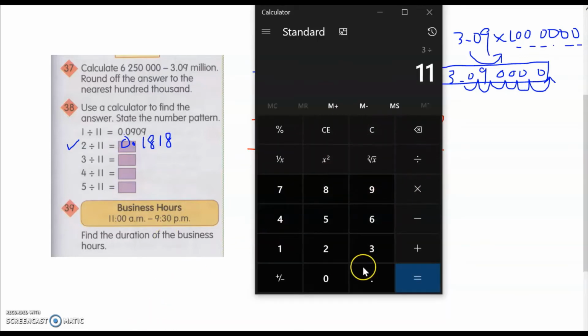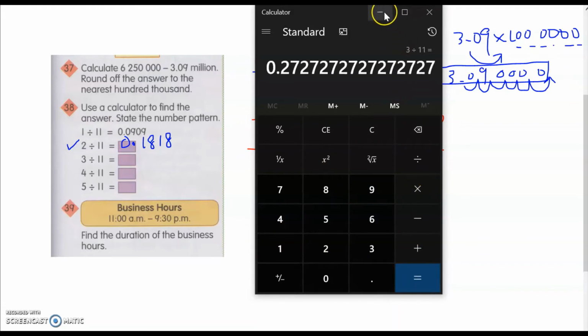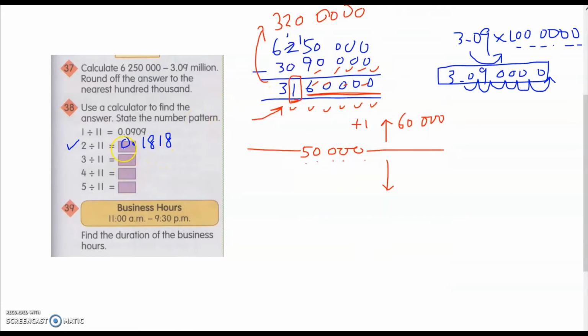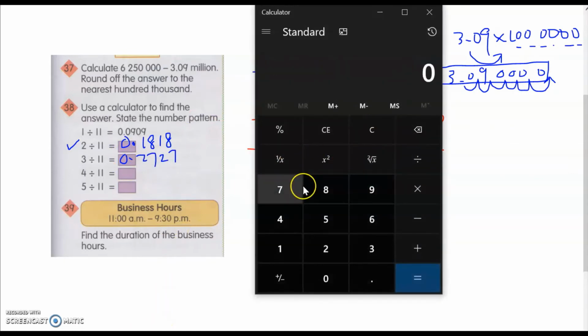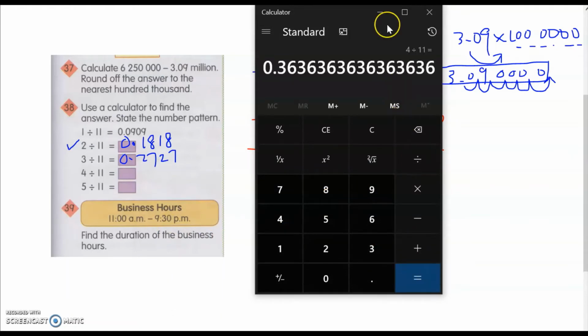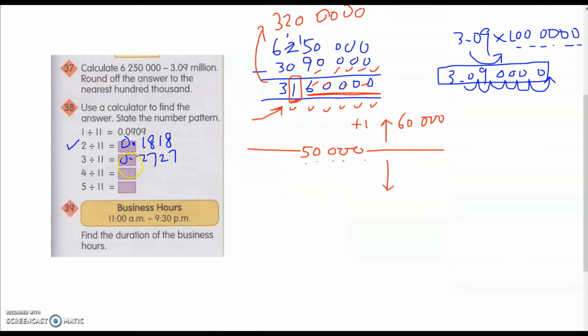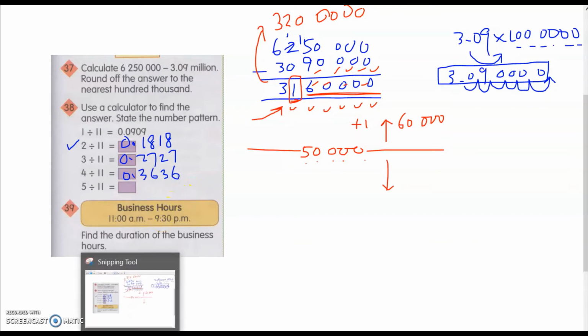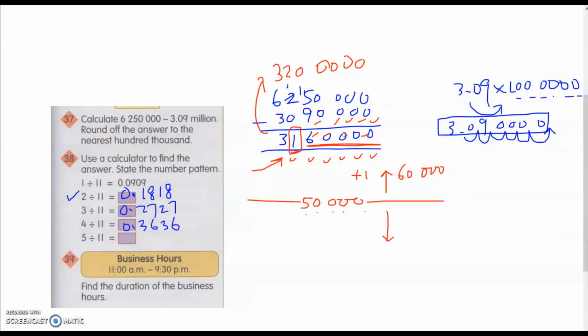3 divided by 11, I get 0.2727. 4 divided by 11, I get 0.3636. Do you see a pattern now? All these are times table of 9.